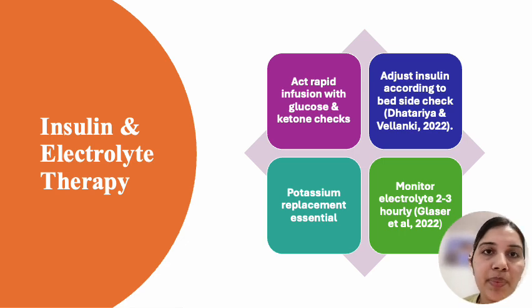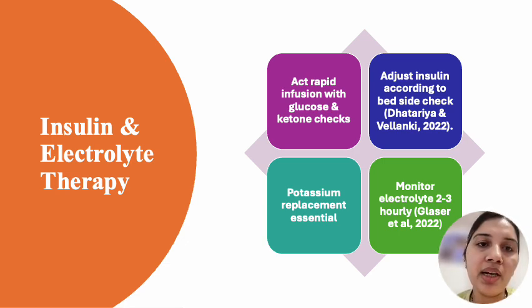Insulin and electrolyte therapy. Insulin, a rapid infusion with glucose and ketone checks. We need to adjust insulin according to the bedside check. The doctor had already prescribed a rapid insulin infusion with glucose and ketone checks. So we check the glucose, and according to the result we adjust the insulin and then give it to her. Potassium replacement is essential. We need to monitor her potassium every 2 to 3 hours, according to the research.